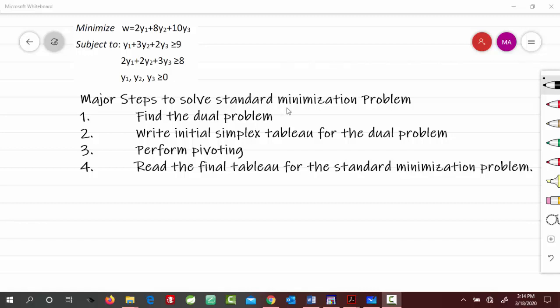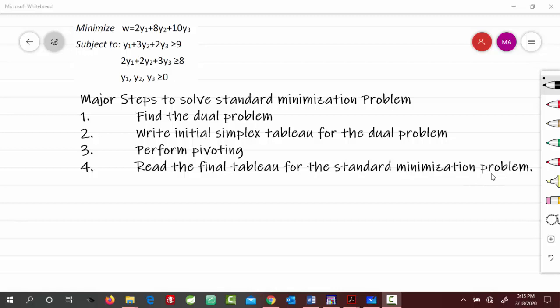Steps to solve a standard minimization problem. First step is to find the dual problem, which would be a standard maximization problem. So we have to write down its simplex table for the dual problem. Then we have to perform pivoting and find the final table, and from that final table we have to read it for the standard minimization problem.